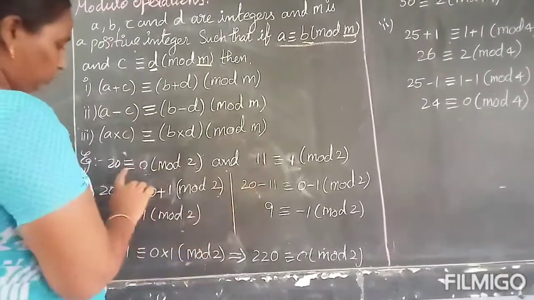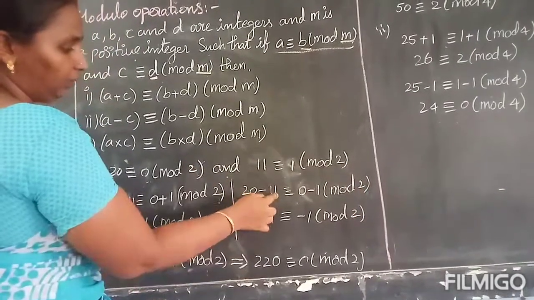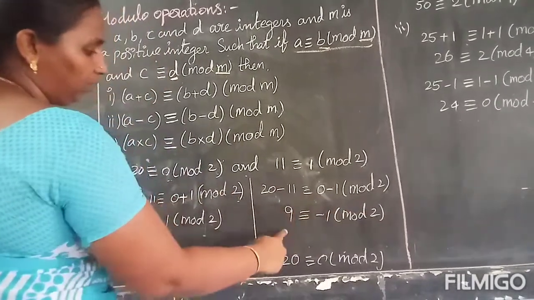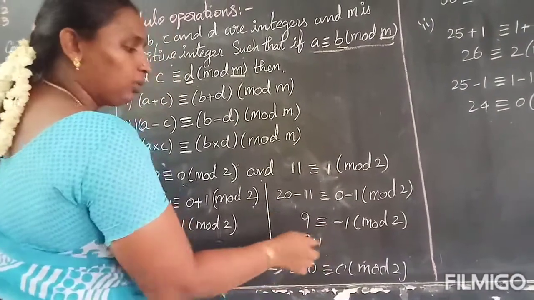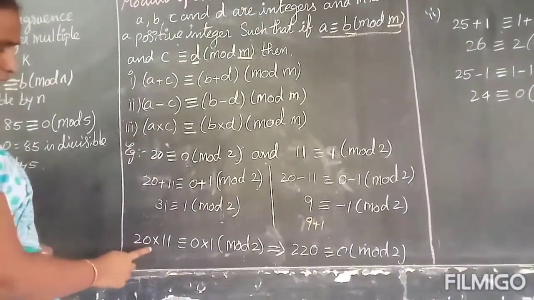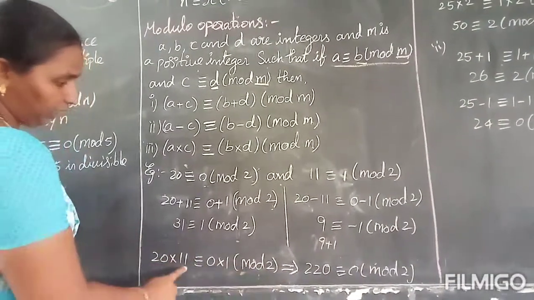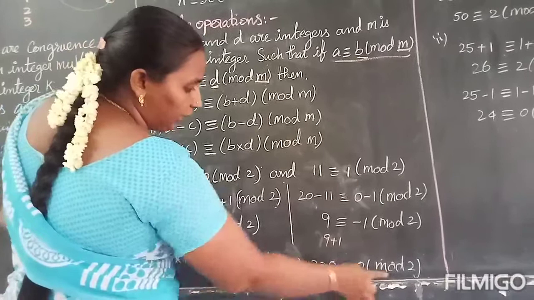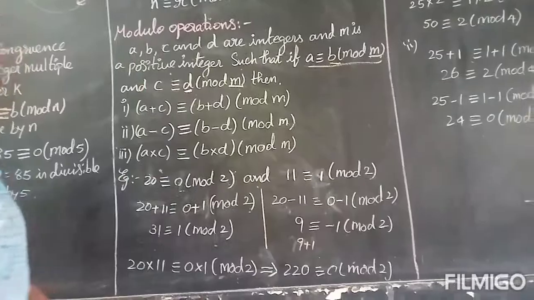Now subtraction. 20 minus 11 is congruent to 0 minus 1 mod 2. 20 minus 11 you will get 9. 9 is congruent to minus 1 mod 2. So minus 1 comes this side as plus 1: 9 plus 1, what will you get? 10. So 10 is divisible by 2, isn't it? Next, multiply. 20 into 11 is congruent to 0 into 1 mod 2. 20 elevens are 220. 0 into 1 you will get 0 mod 2. 220 is divisible by 2, you know, so we will get the remainder as 0. That only we got. Is it clear, my children?